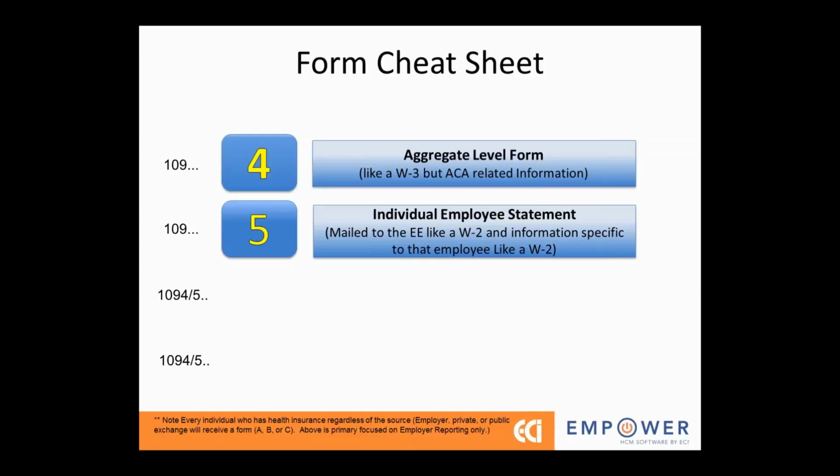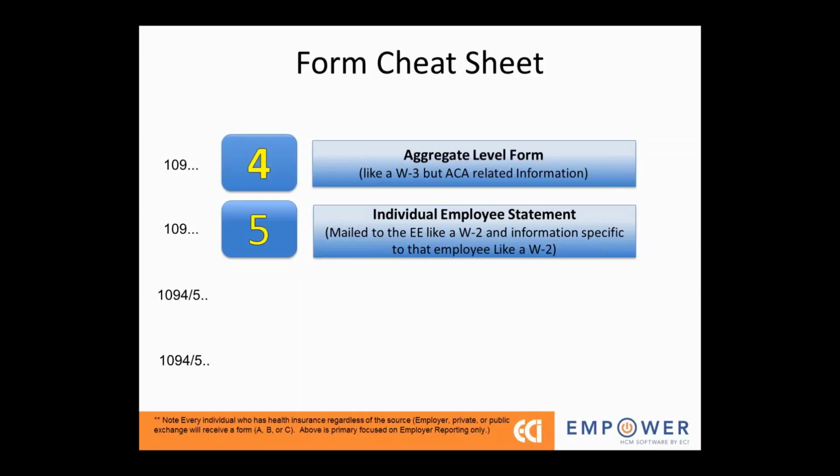Now to the reporting. So I'm going to start off with a cheat sheet because I want to focus in on specifically the employer reporting. And for those of you that are going to be doing this service in-house yourself, I'm really going to focus in on the forms that you need to study. So to start off, the 1094. And this is regardless if it's a B or C.